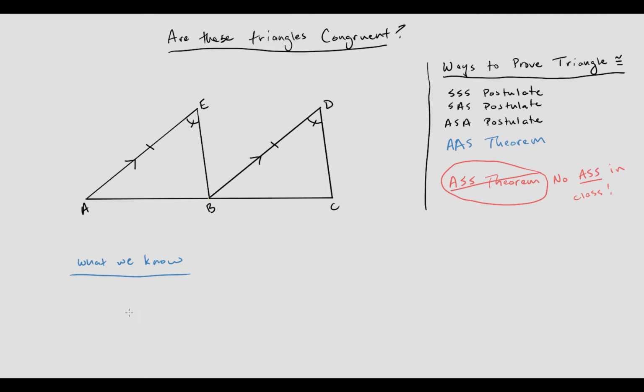All right, so they told us that segment AE is congruent to segment BD, and that they're parallel as well. In addition to that, they told us that angle E and angle D are congruent.